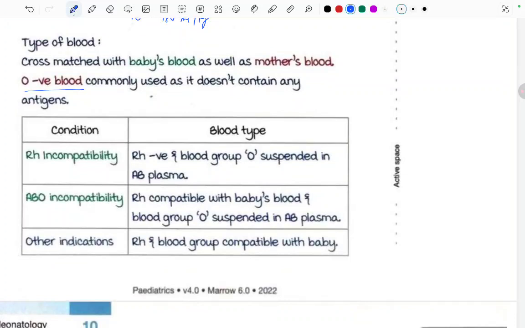RH incompatibility: RH negative and the blood group suspended in the AB plasma. ABO incompatibility: RH compatible with the baby's blood and the blood group O suspended in the AB plasma. So these are the other indications, with RH and blood group compatible with the baby.